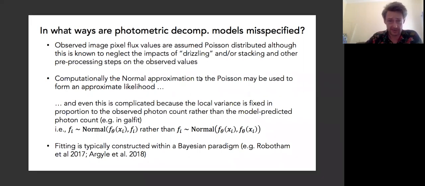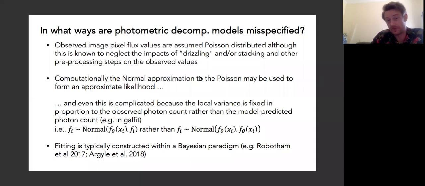So for example, we have these observed pixel values, which might be assumed to have some sort of Poissonian distribution, but this will often neglect the impacts of drizzling, or maybe we don't even have a good idea of what the ratio from counts to pixel values really is in the image, and it doesn't include the effects of things like methods for removing neighboring galaxies, or the contribution of neighboring galaxies to the light profile, and this sort of thing.